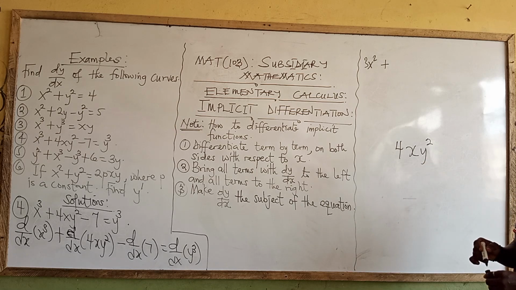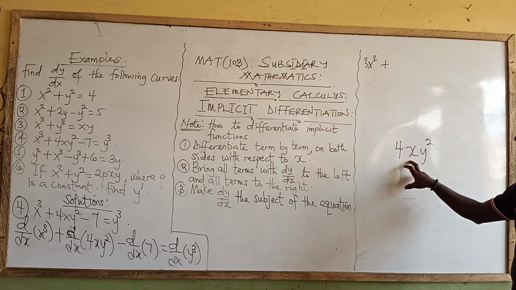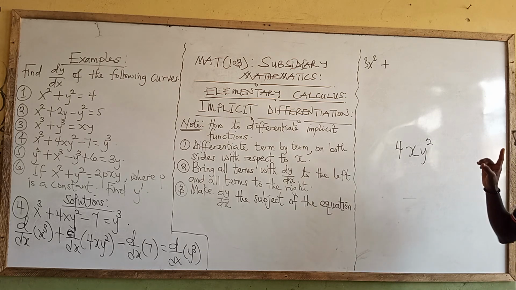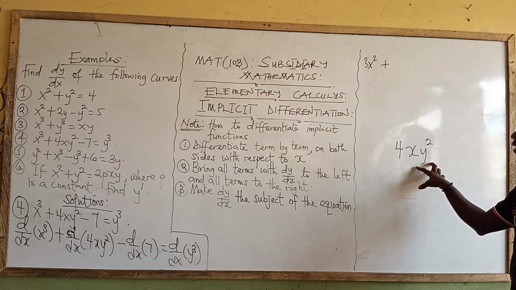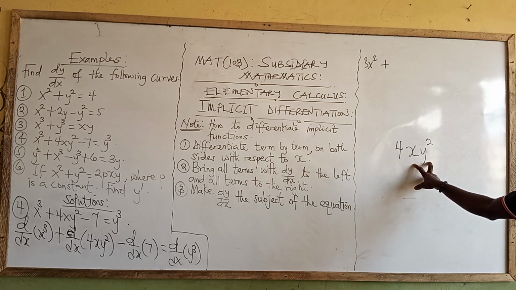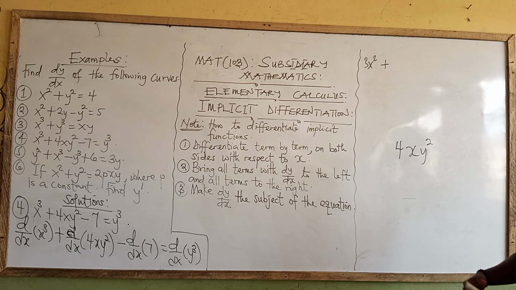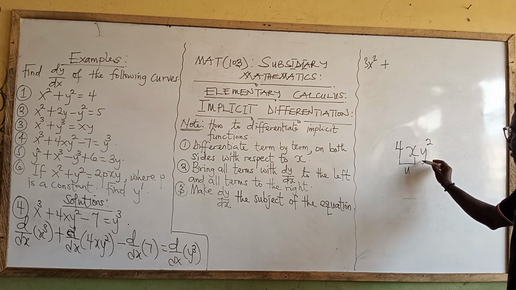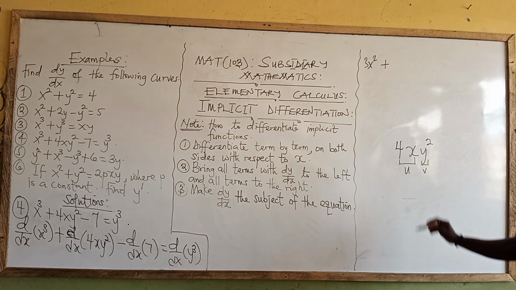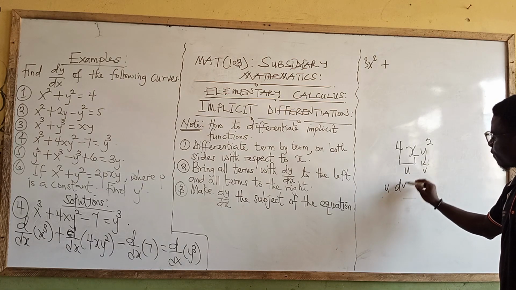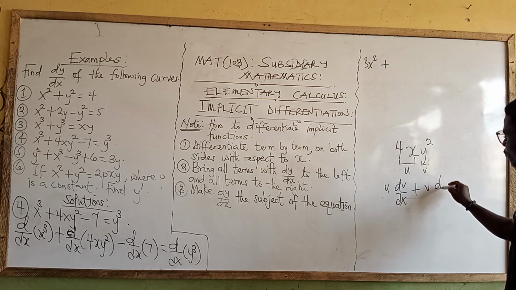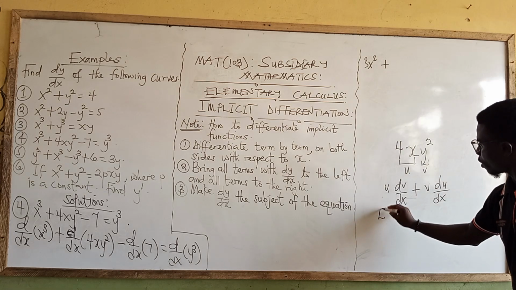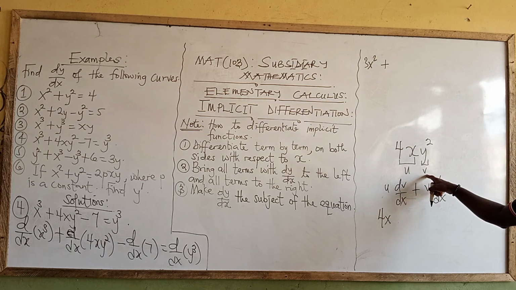Now this one, we have x, then we have y. We are multiplying. I said treat y as a function of x. So we are treating y as a function of x. That's why we are multiplying, so we can apply the product rule. Here, I take this as my u, then I take this as my v. So I get u dv over dx plus v du over dx. So your u is 4x, then you differentiate v with respect to what?